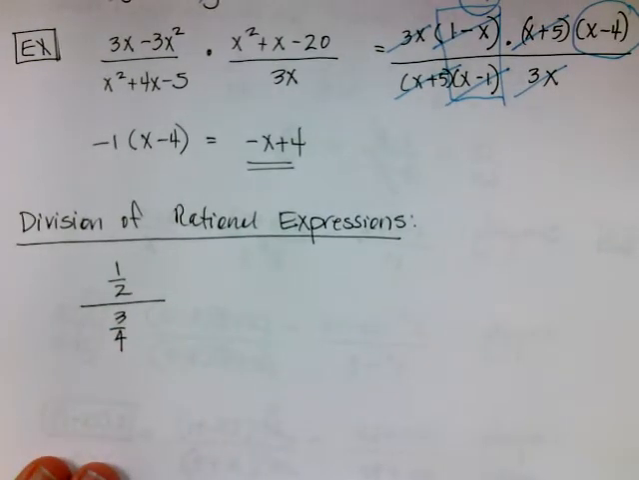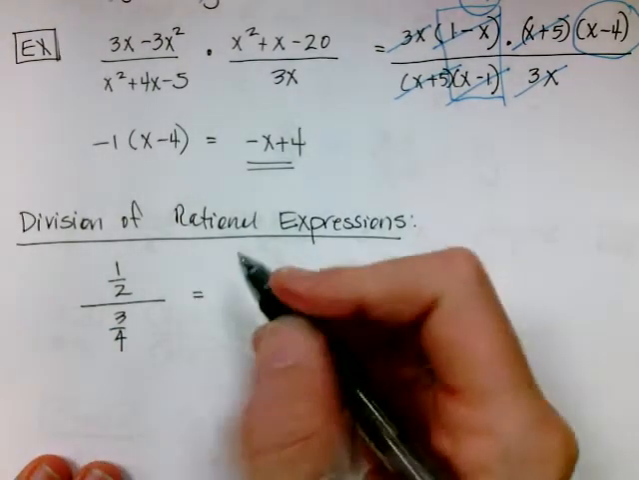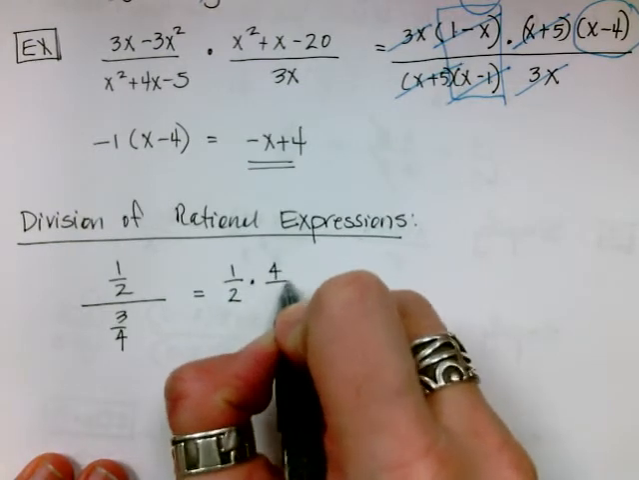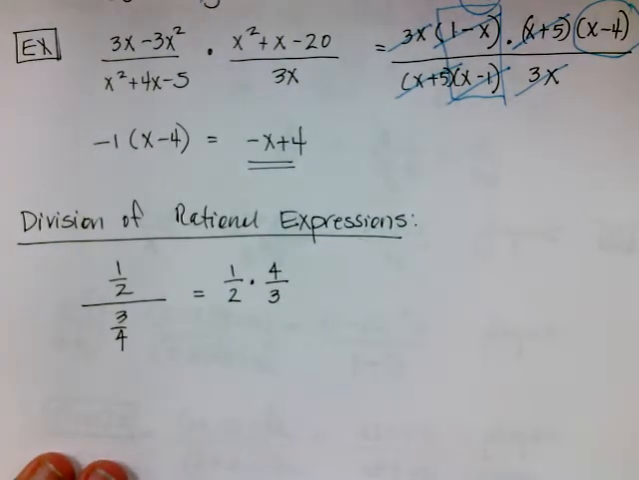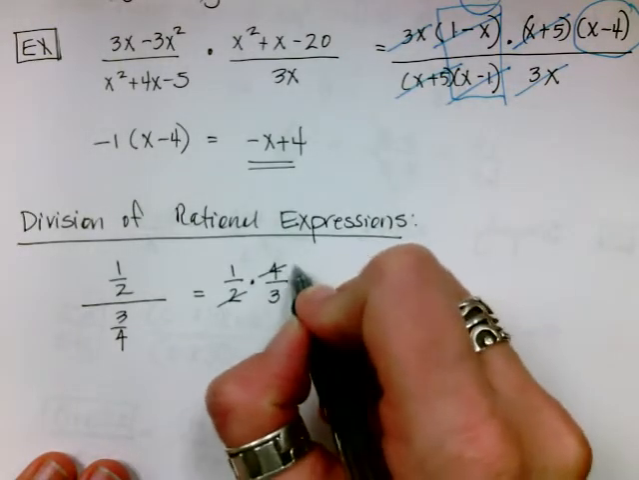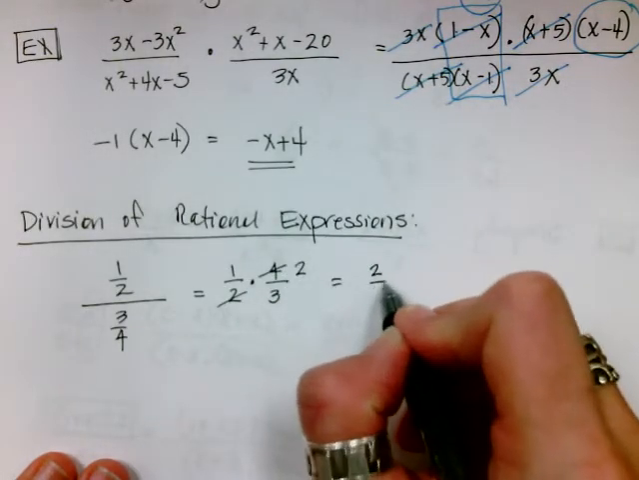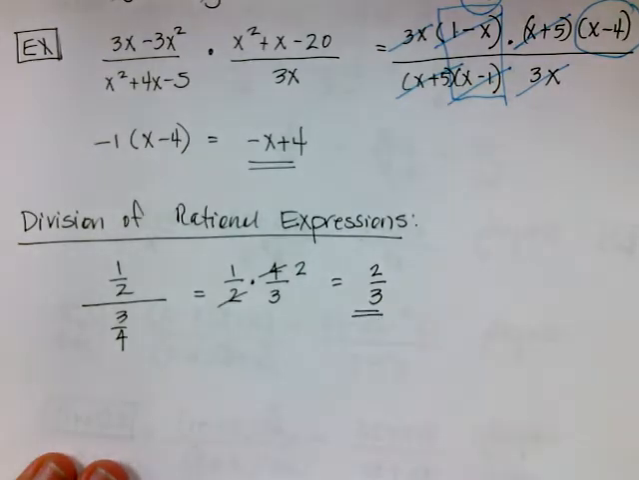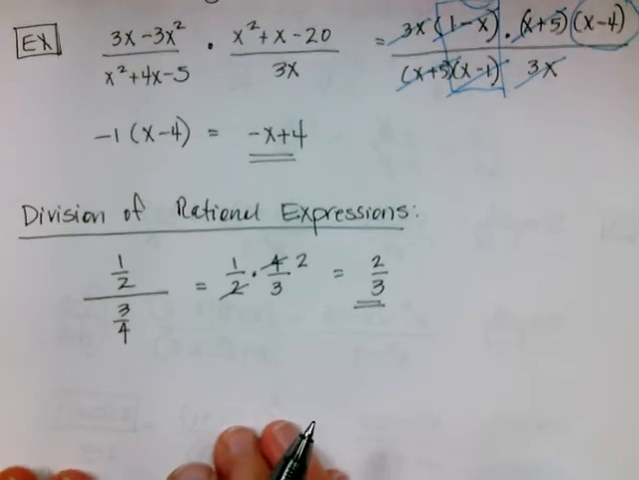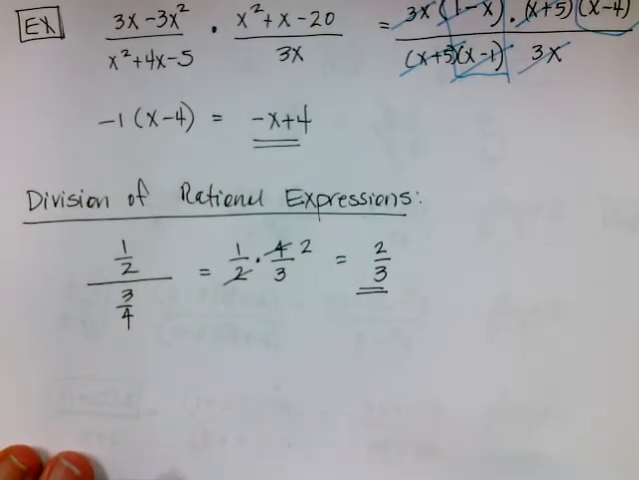Well, if I have two fractions divided, I multiply by the reciprocal of the denominator. The reciprocal of the denominator is 4/3. So now I can reduce it. 2 goes into 4 2 times, and my solution then is 2/3. Okay? So division is pretty easy. So now let's do that with rational expressions.